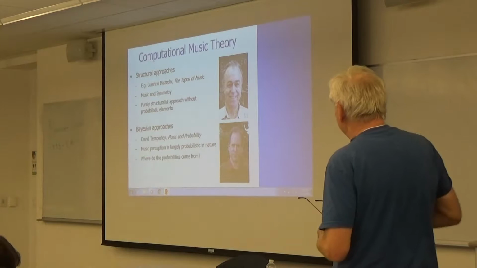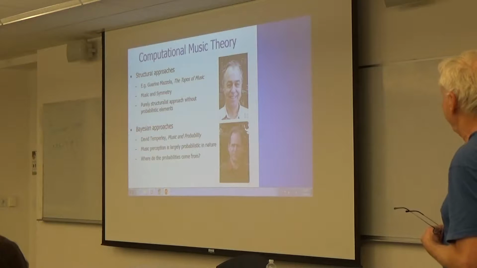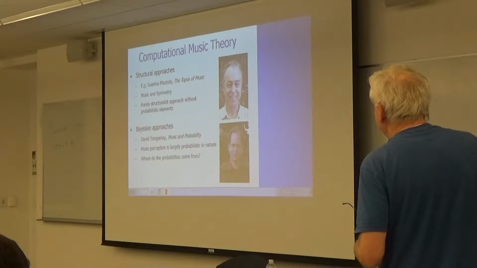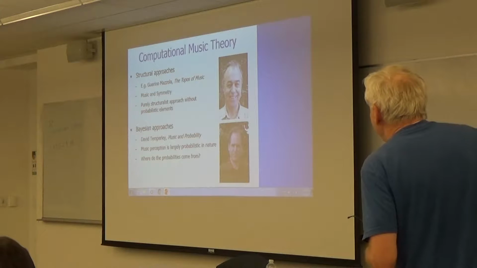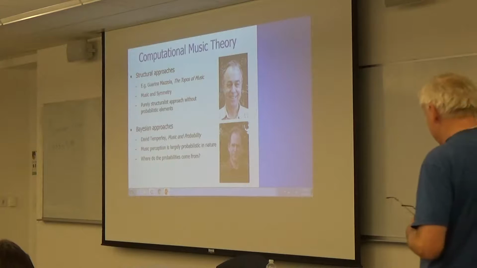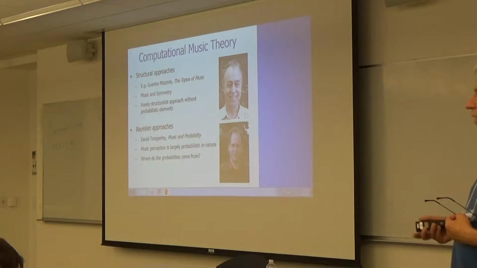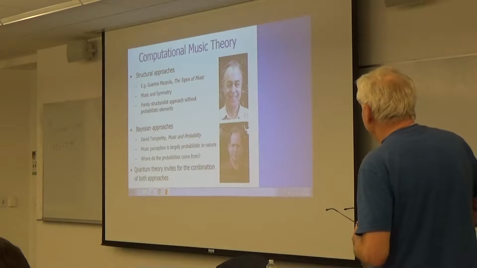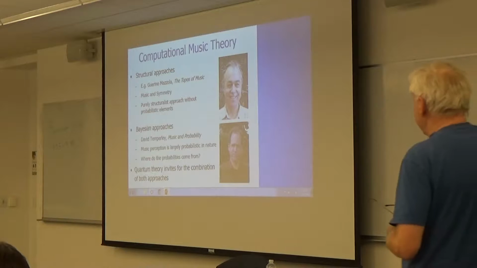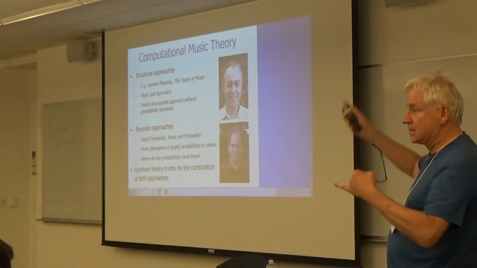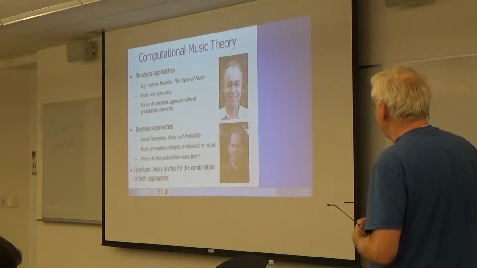The other approach is a Bayesian approach to music that deals with probabilities, of course, and the famous author in this field is David Temperley. According to this author, it's clear that music perception is largely probabilistic in nature. And then the question, of course, is where do the probabilities come from? And I think quantum models can give a good explanation where the probabilities come from. Another point is that the advantage of quantum theory is that it combines both approaches, probabilities and symmetries. And then you can say where the probabilities come from when you combine the structural with the probabilistic approach.